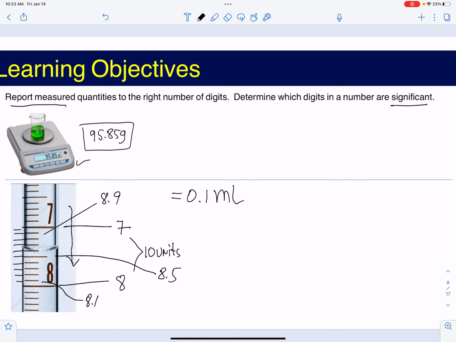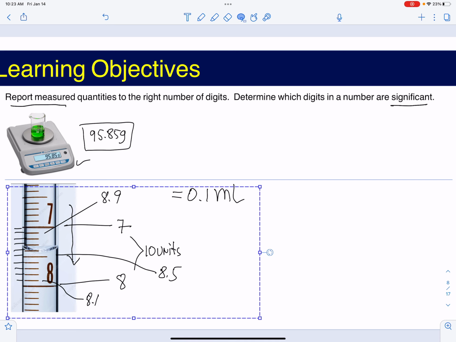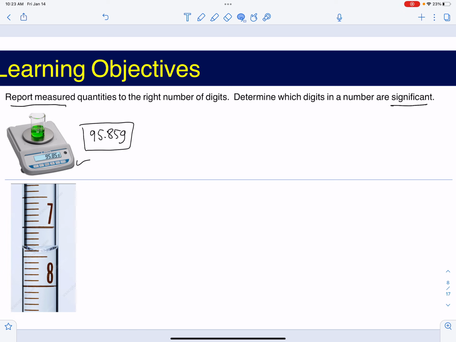So that's the first thing you do. When you have an instrument like that, you have to determine the value of each small line. In this case, since we have 10 lines between the 7 and the 8, each line is 0.1. So how do we report this measurement then? So that's what we're doing, right?